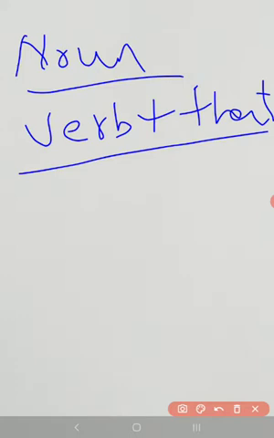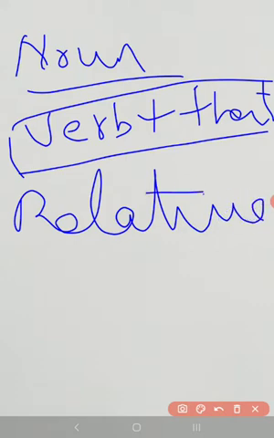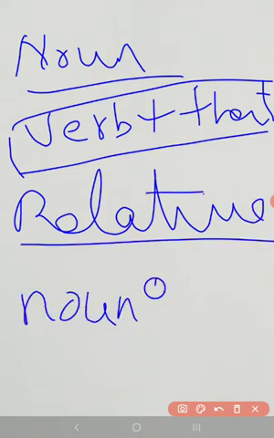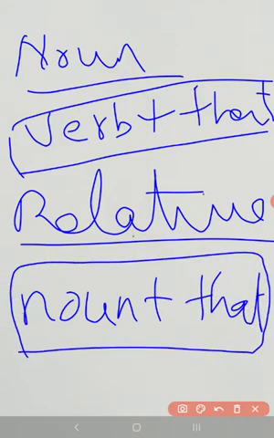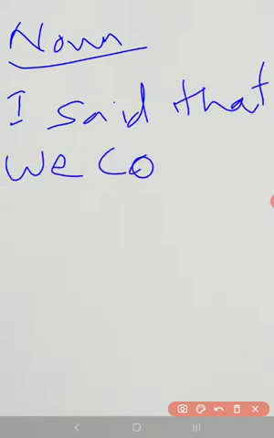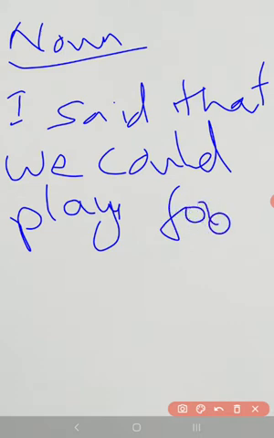Whereas in a relative clause, instead of a verb we have a noun plus that. If you have noun plus that, it is a relative clause. If you have verb plus that, then it is a noun clause. Okay, so I'll give an example for noun clause: I said that we could play football.